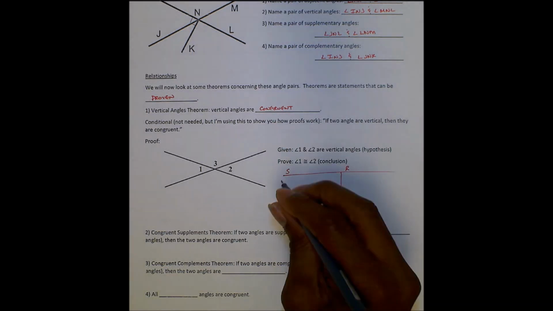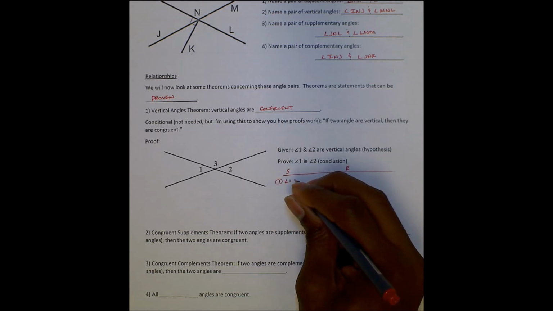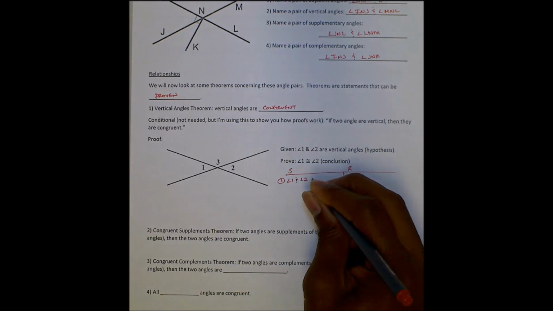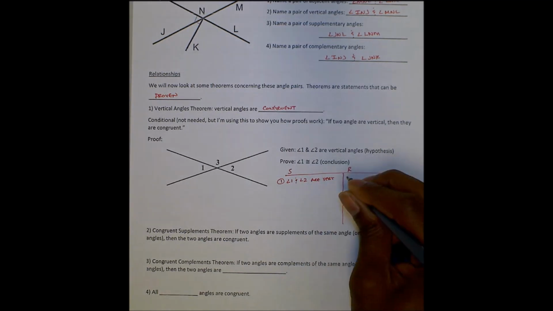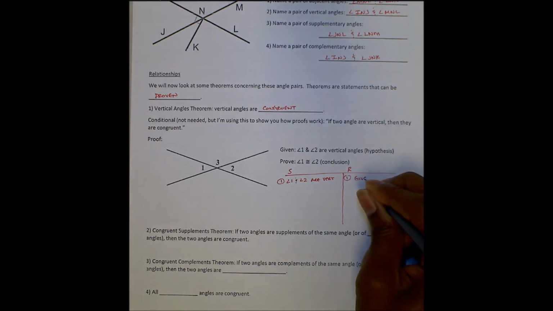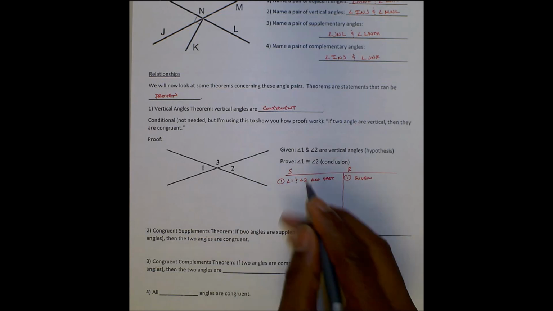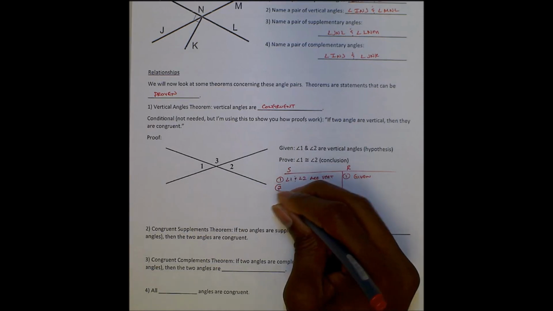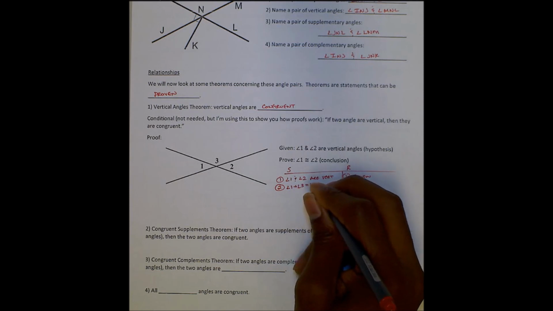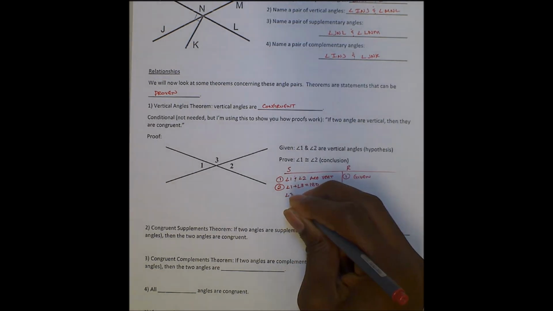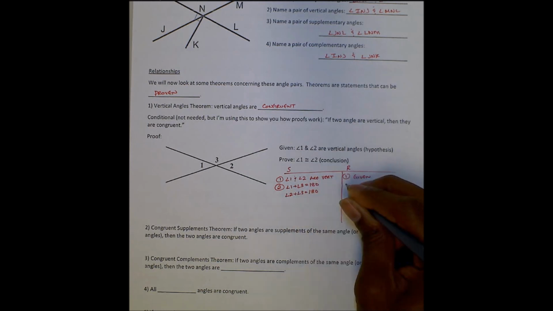And typically you'll start with the given statement, and that'll be the case here. Angle 1 and angle 2 are vertical angles. Alright, and that's given. Now here I can see that 1 and 3 make up a straight line, and 2 and 3 make up a straight line, and so I can say that angle 1 plus angle 3 should equal 180, and angle 2 plus angle 3 should equal 180. Let's call that angle addition postulate.